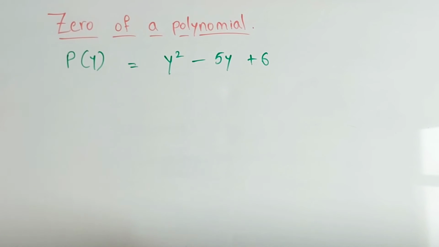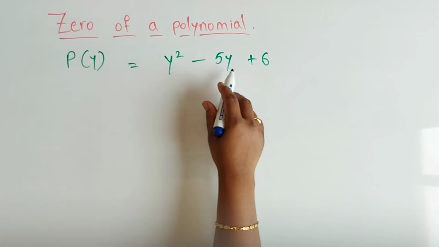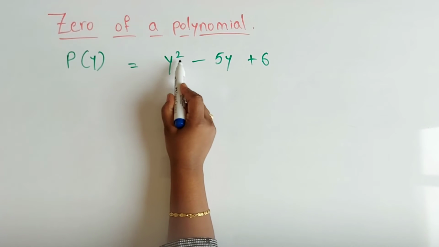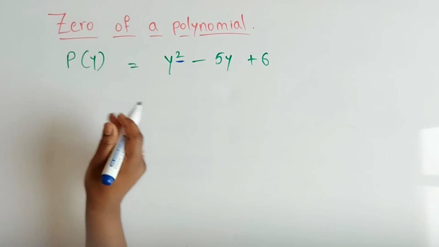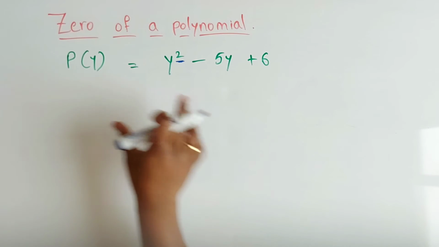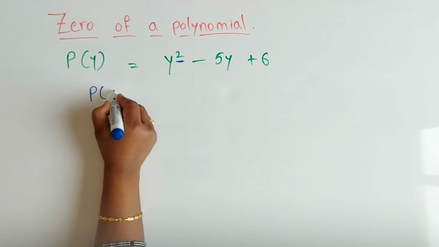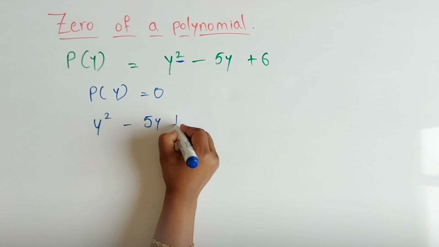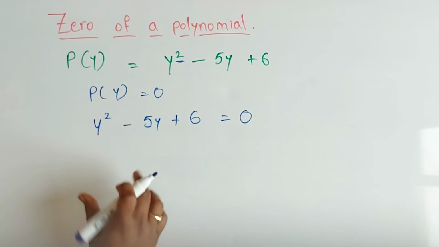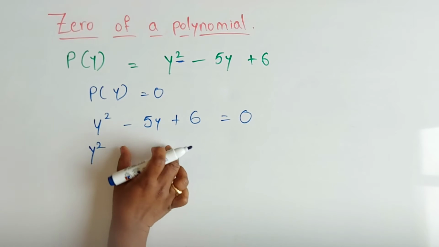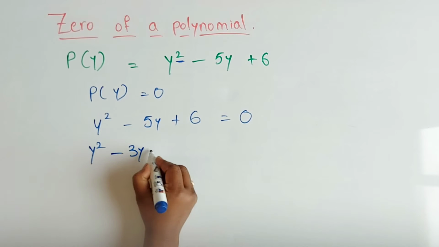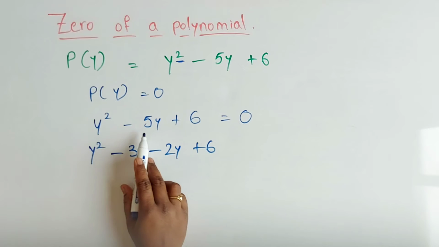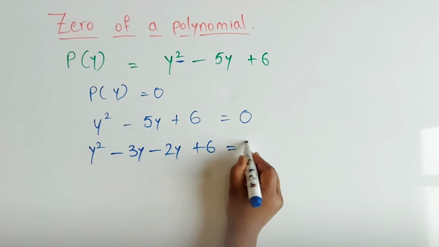Let's take another example, children. P of y equal to y square minus 5y plus 6. This is also a quadratic polynomial because the degree of the polynomial is 2 here. Correct, children? So what we have to do here to find out the zeros of the polynomial? We have to make P of y equal to 0. That means y square minus 5y plus 6 equal to 0. Correct, children? Here I am writing y square. In place of minus 5y, I am writing minus 3y minus 2y plus 6. Now check, minus 3y plus minus 2y is anyway minus 5y. Correct, children? That equal to 0.